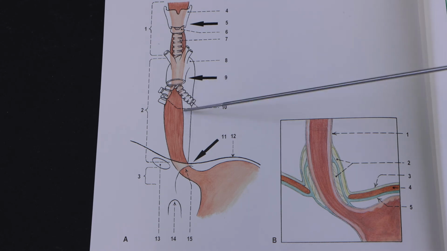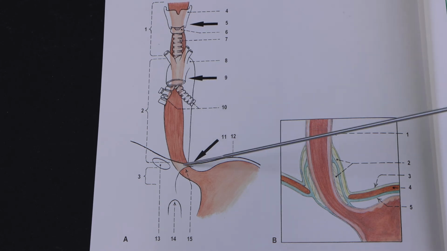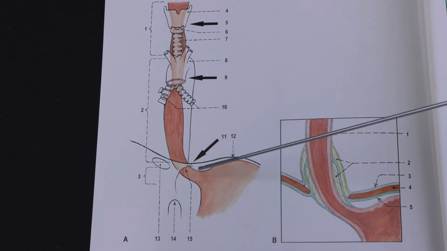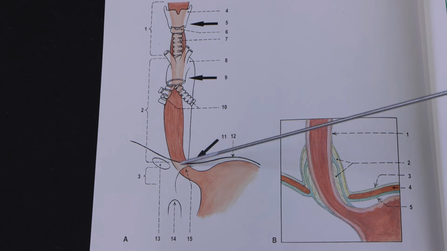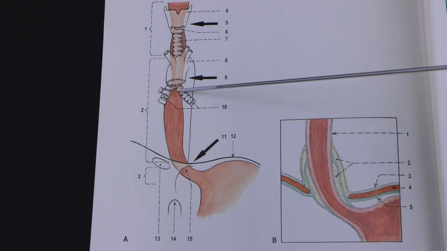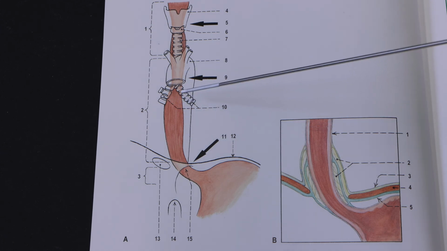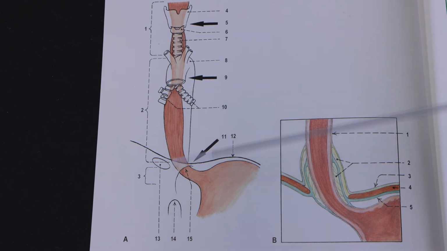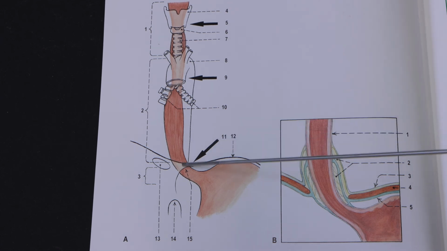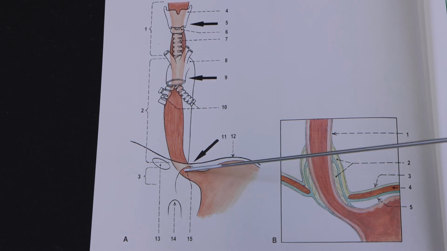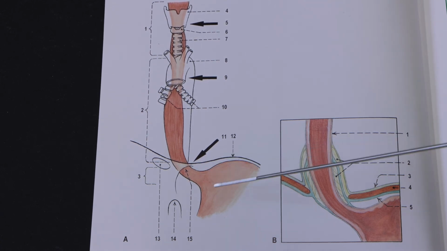Here then the esophagus perforates the diaphragm, passing through the diaphragm via the esophageal hiatus together with the vagus nerve. As we mentioned, the right vagus nerve goes behind the esophagus, and the left vagus nerve goes in front of the esophagus. Then they make the anterior and posterior vagal trunks, and the vagus nerves together with the esophagus pass through the esophageal hiatus and enter the abdominal cavity.